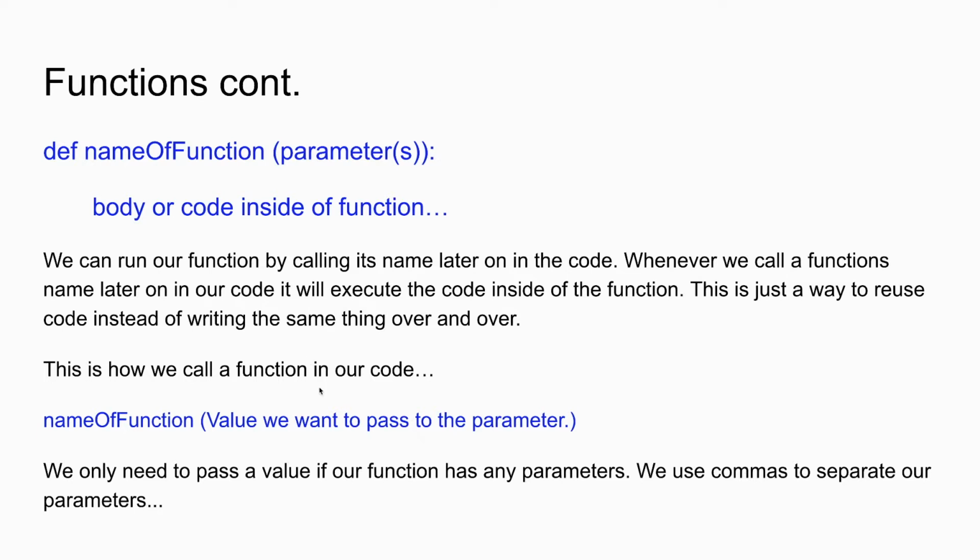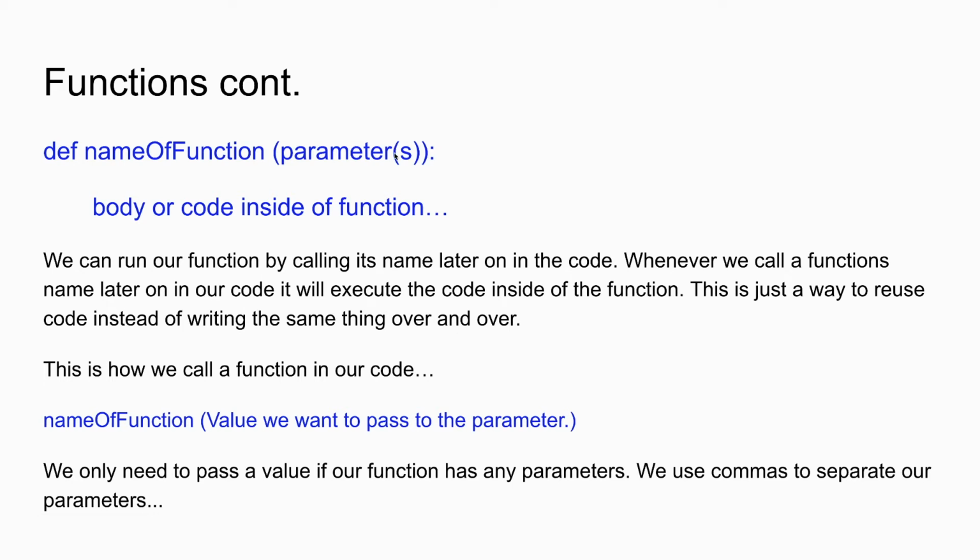Functions continue. We can run our function by calling its name later on in the code. Whenever we call a function's name, it will execute the code inside of it. So this is how we will call a function. We first have to specify the name of the function that we are calling, and then in parentheses, the values we want to pass to the parameters. We only need to pass values to a parameter if we have any parameters. If we have 0 parameters in our function, we don't need to put anything here.